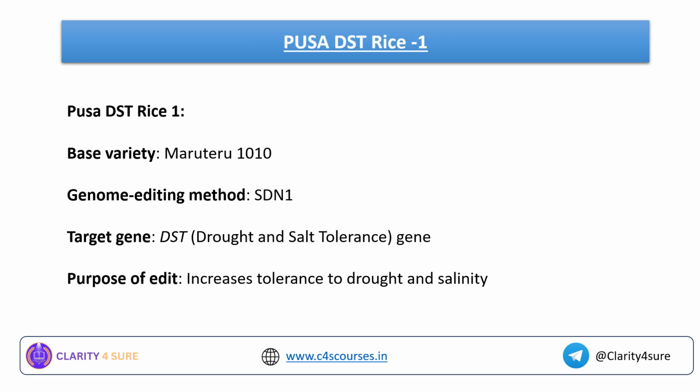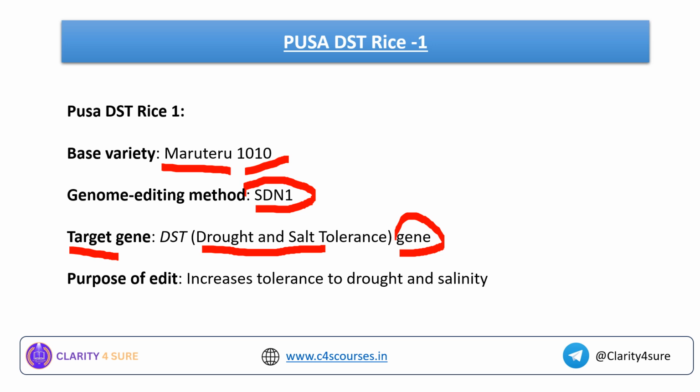Next, your Pusa DST Rice 1. Here the base variety for this particular gene edited rice is Maruteru 1010. This is very important, and the genome editing method that has been applied here is also SDN1, that is site directed nuclease 1. Okay, here what was the targeted gene? The targeted gene here was the drought and salt tolerance gene. Okay, the target gene itself tells us the purpose, that is to increase tolerance to drought and salinity.